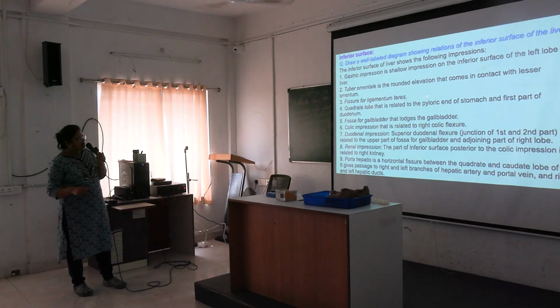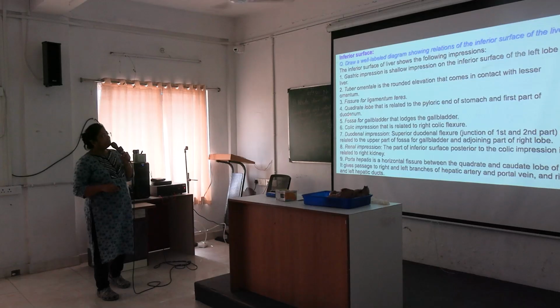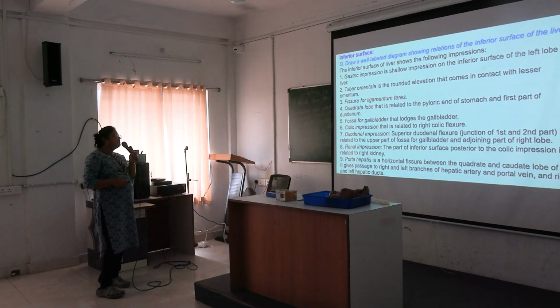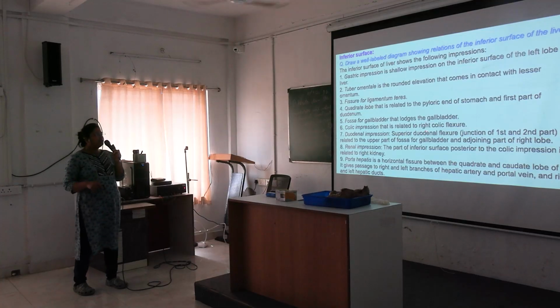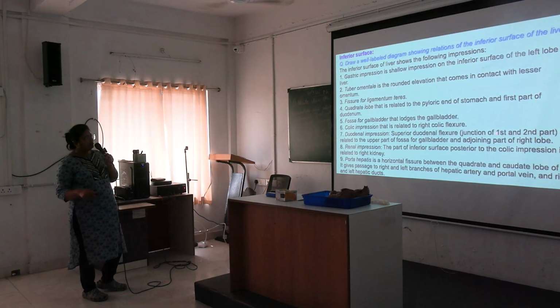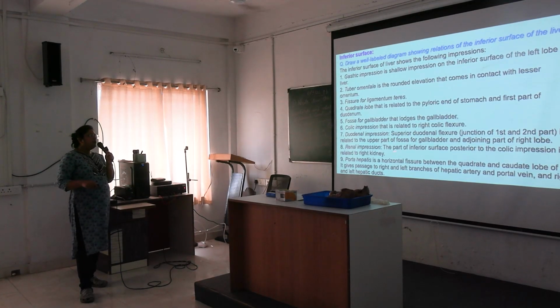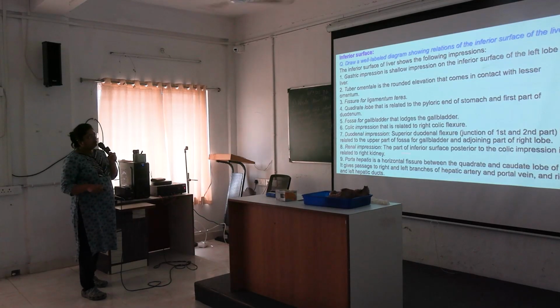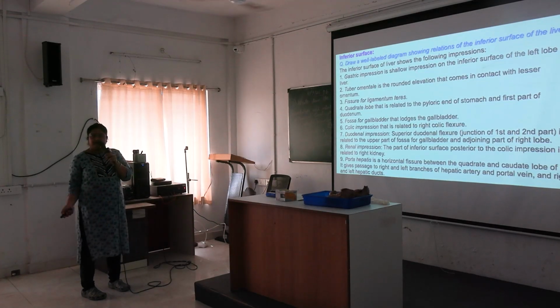Fissure for ligamentum teres, quadrate lobe related to pyloric end of stomach and first part of duodenum. Fossa for gallbladder lodges the gallbladder. Colic impression related to right colic flexure. Duodenal impression, superior duodenal flexure, junction of first and second part, is related to upper part of fossa for gallbladder and adjoining part of right lobe. Renal impression, part of inferior surface posterior to the colic impression, is related to right kidney.